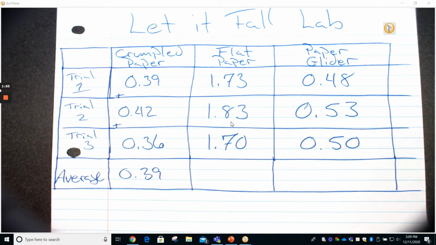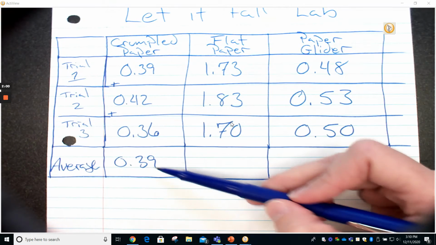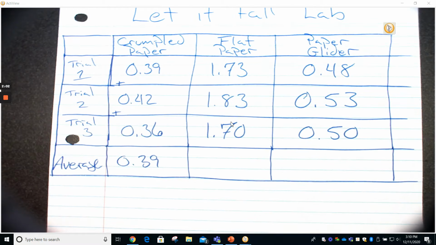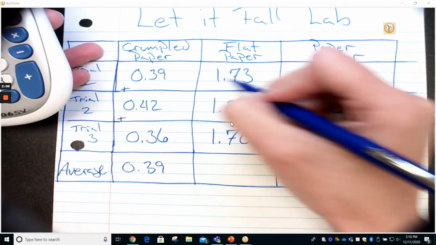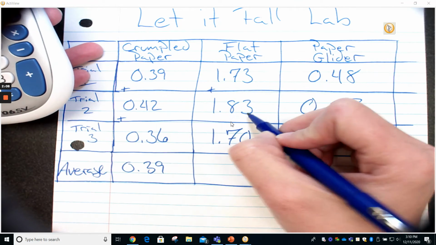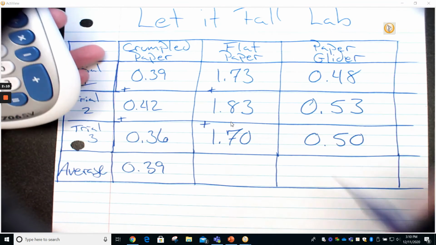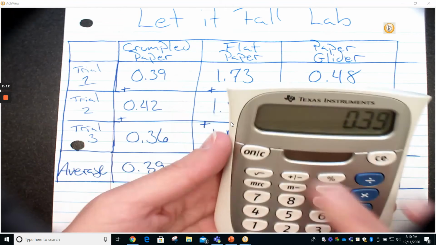So below where you have your questions that say what was the average time of fall for the crumpled paper, you're going to put 0.39 or whatever your average is with your time on it. Okay, let's figure up the next one. So we're going to add this to 1.83, and then we're going to add that to 1.70, and we're going to see what we end up with.